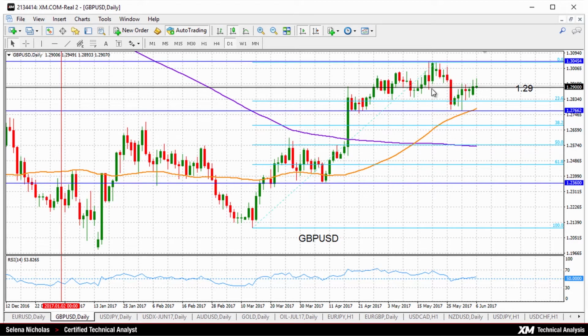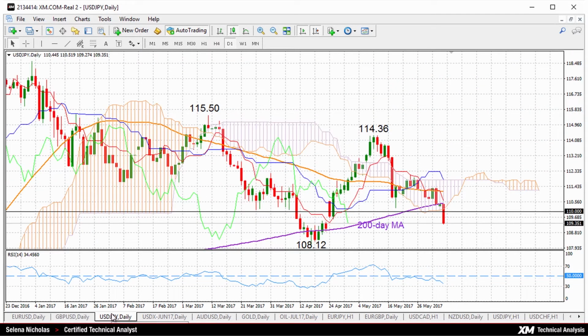We can see that it's been neutral recently around the 1.29 level. So basically, pound-dollar has been trading in a range between 1.2760 and 1.3045. So the current movement is viewed as a consolidation phase, but the medium term is bullish. We can see a rise since March, higher highs, higher lows. Now let's take a look at dollar yen.